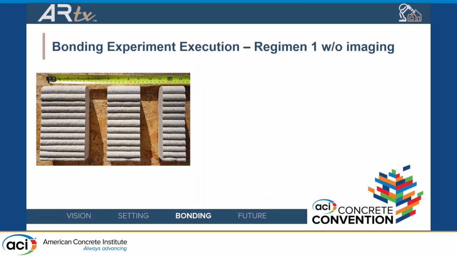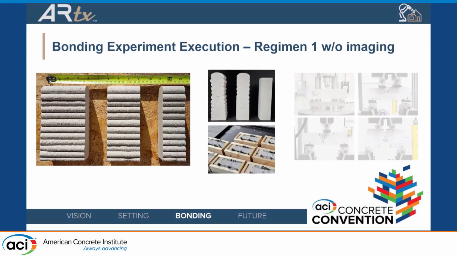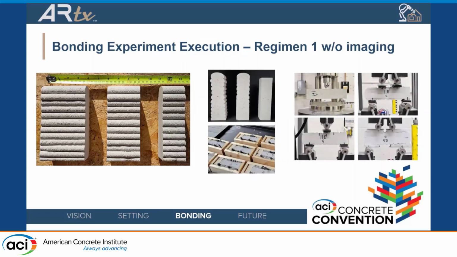So a few pictures from our first regimen. In our first regimen, there are 5 total that we plan to do, where we print these walls and then run through a bunch of tests. In the first one, we did not focus on image data collection. We focused on this print path feasibility and specimen variation to try to nail down exactly how we want to test these.